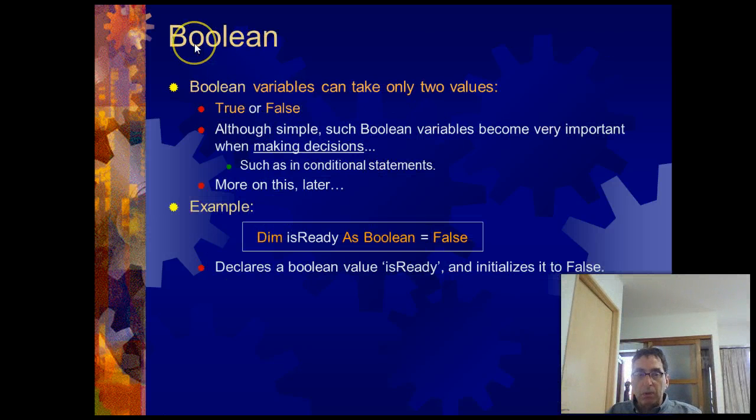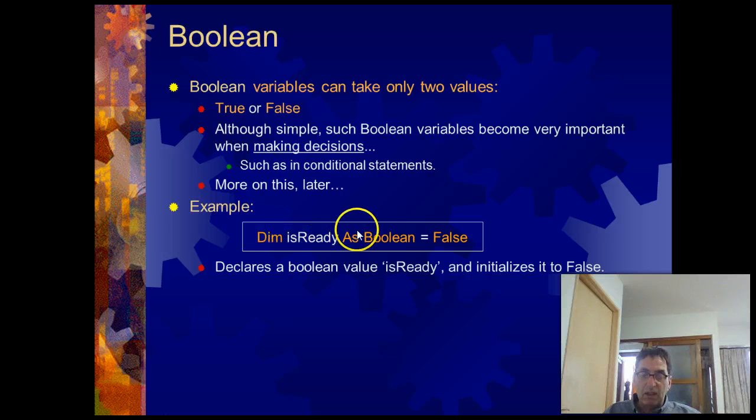Okay, then we have the Boolean data type. I said it's only true or false. Although simple, such Boolean values become very important when making decisions. Remember, we saw the flow chart where we had to do yes and no. So it could be true or false, or we have what we call conditional statements, like if something, then we do one thing. If not that thing, then we do something else.